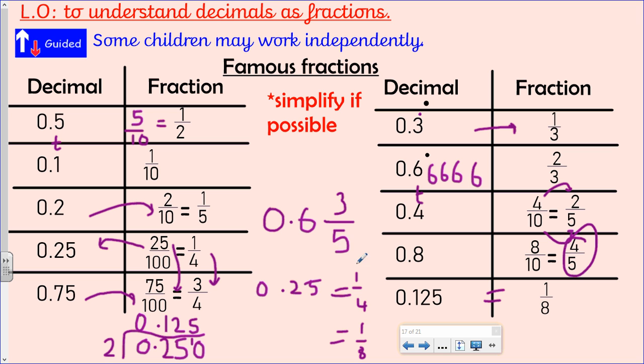0.25 is the same as a quarter, okay? Famous fractions. You need to try and remember them. Try and get that jotted down somewhere. Take a picture of the screen. Whatever you need to do, try and remember those ones.